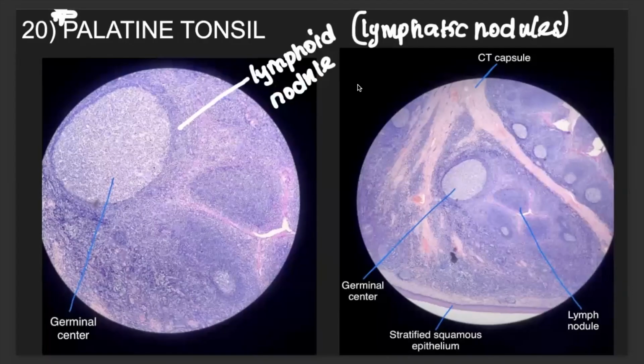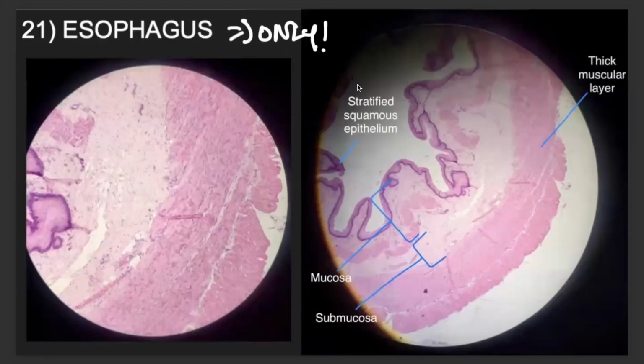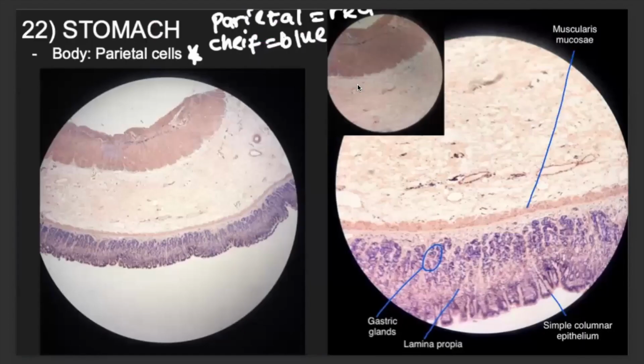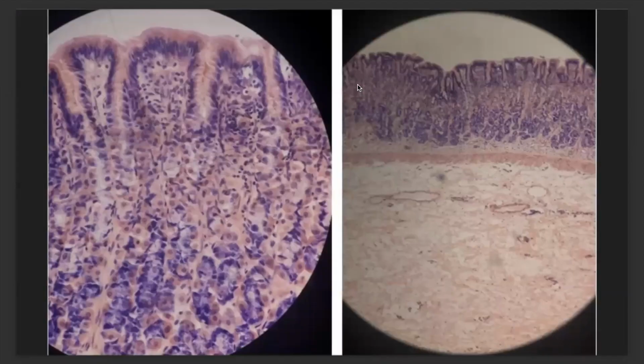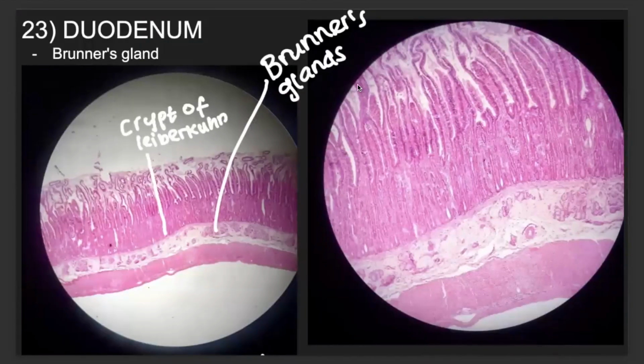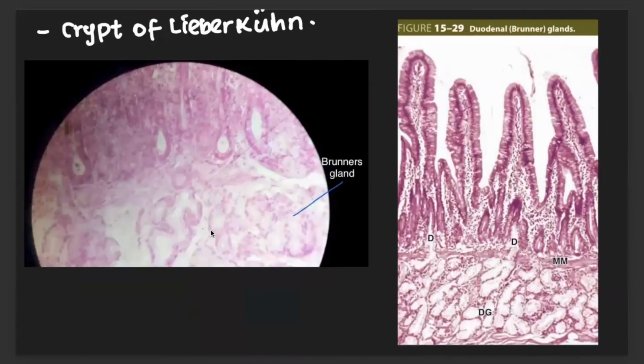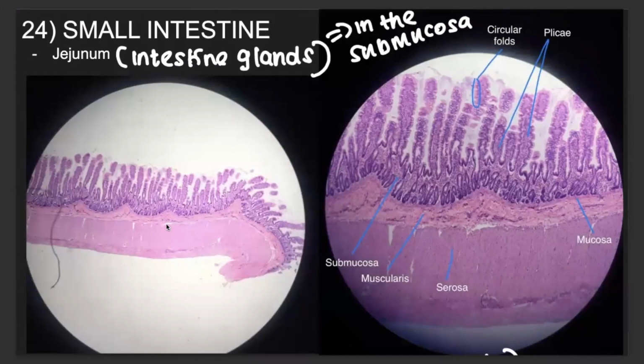Tooth, palatine tonsil. Esophagus, stomach, chief cells and parietal cells. Duodenum contains Brunner's glands right here. Small intestine contains intestinal glands in these villi.